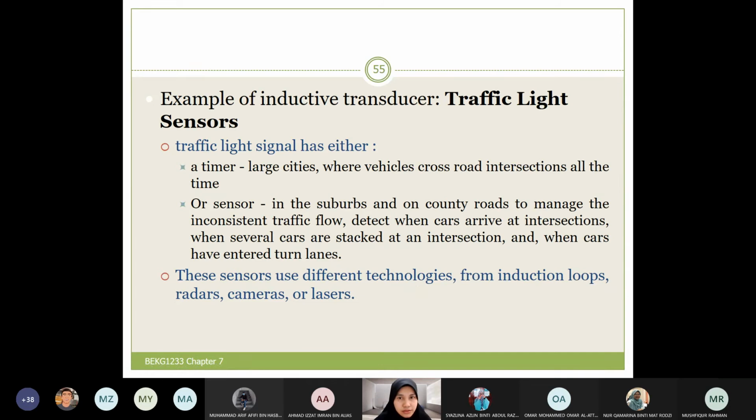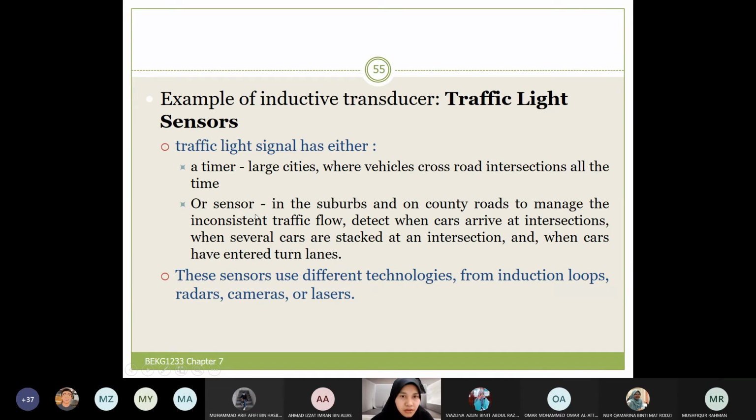This is one example of inductive transducer in real life: traffic light sensors. We know that traffic light signals have either a timer or a sensor. In our country, most traffic lights use timers, right? Timers are used for large cities where vehicles cross road intersections all the time. For busy roads, we use timers, right?